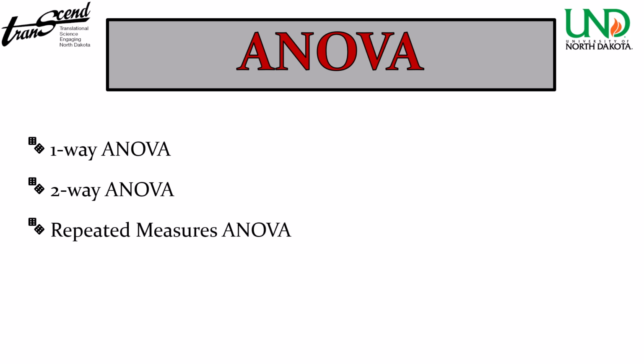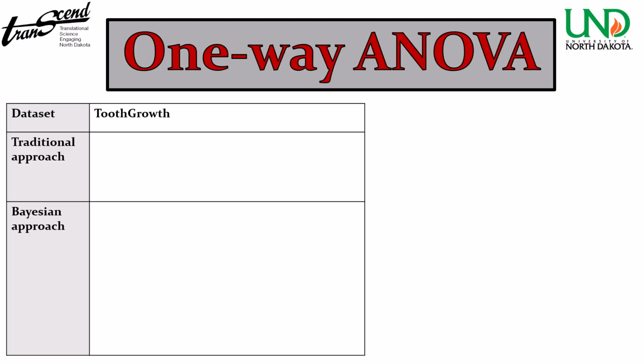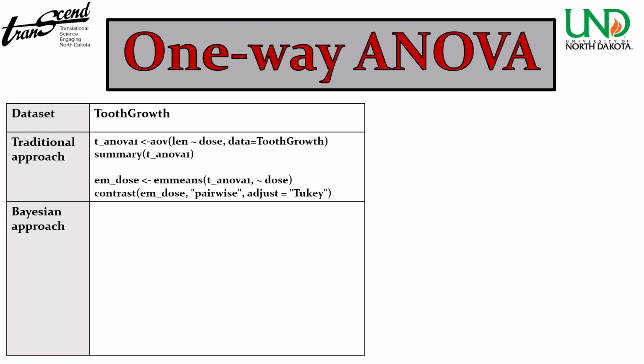And then repeated measures ANOVAs are sort of like the paired t-test extended, where individuals will be repeated across time or treatment or whatnot. So with one-way ANOVA, we'll be using the dataset ToothGrowth. This is the response in the length of odontoblasts, cells responsible for tooth growth in guinea pigs. Each animal received one of 3 dose levels of vitamin C by one of 2 delivery methods, orange juice or ascorbic acid.